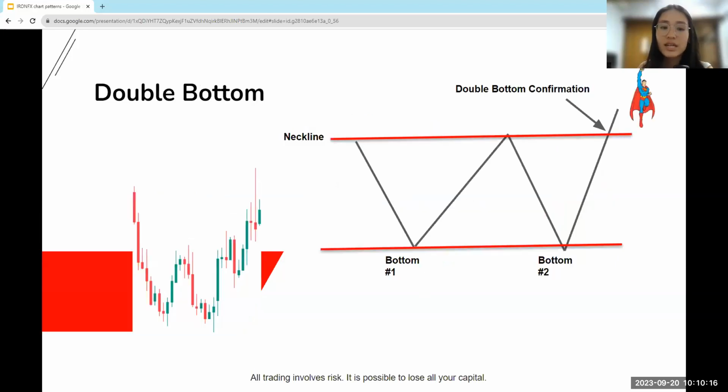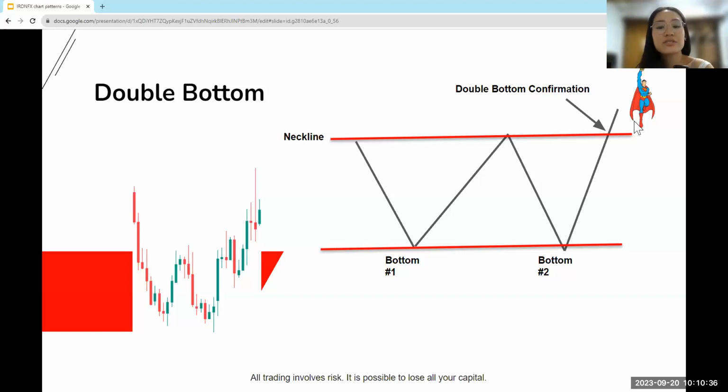Next, let's take a look at double bottom. So a double bottom is a chart where the price holds a low two times and fails to break lower during the second attempt and instead continues higher. So yes, you can kind of say that this is the opposite of a double top.